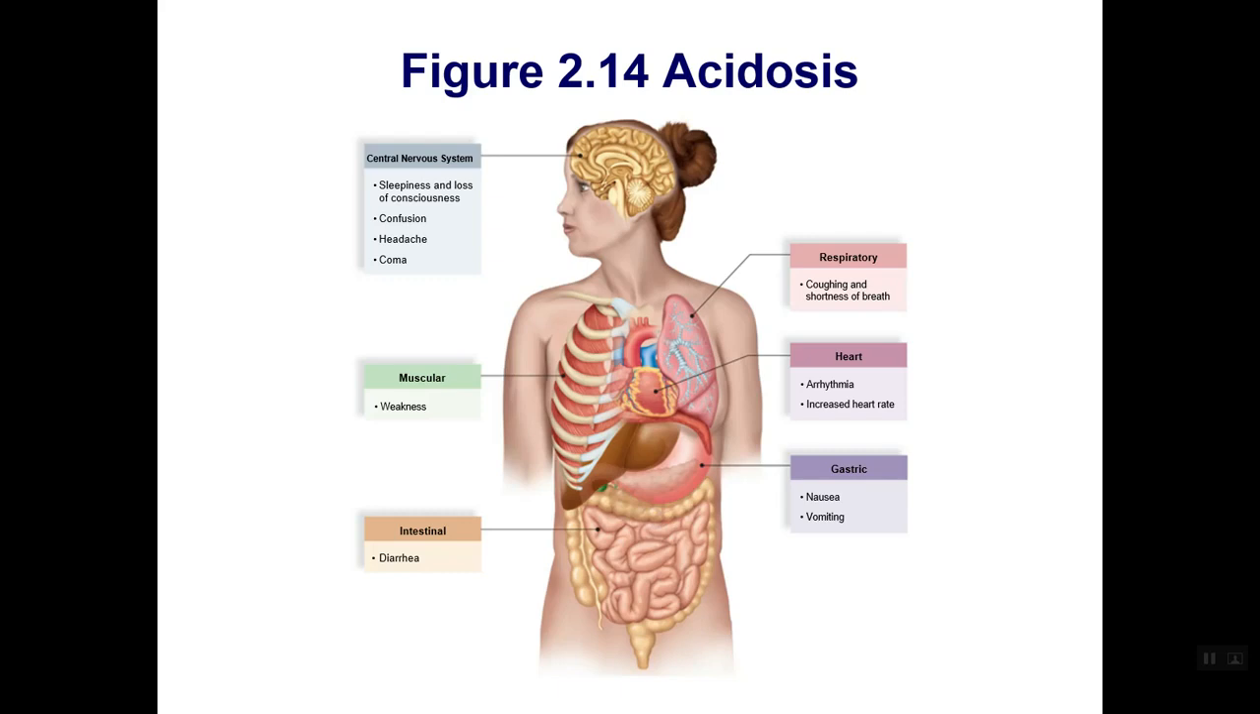You'll have muscular weakness. You'll most likely have diarrhea with nausea and vomiting. Your heart can have arrhythmia and sporadic ways in which it beats. Your heart rate may go up, and you'll have some respiratory issues as well, coughing, shortness of breath, etc. All right, so that is pH, and that concludes chapter 2.